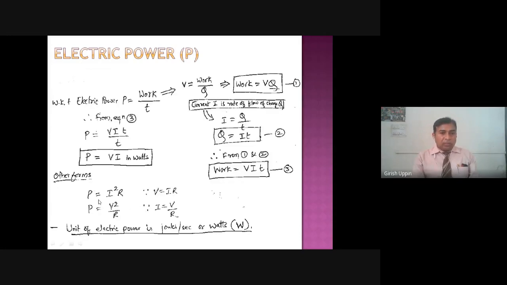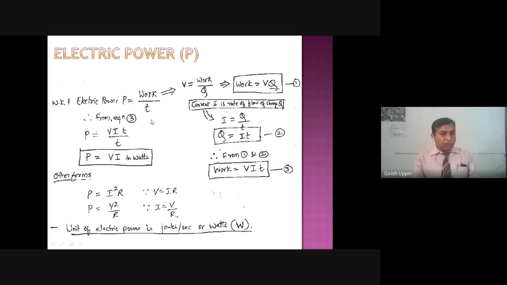So this is the small derivation to get the equation for the power. We know that electric power, what is the electric power? It is the work done in an electrical circuit divided by time, and electric power is represented with the capital letter P. P is equal to work divided by T. And if you remember the definition of electric potential, the formula of electric potential is equal to work divided by the total charge. So V is equal to work divided by Q.